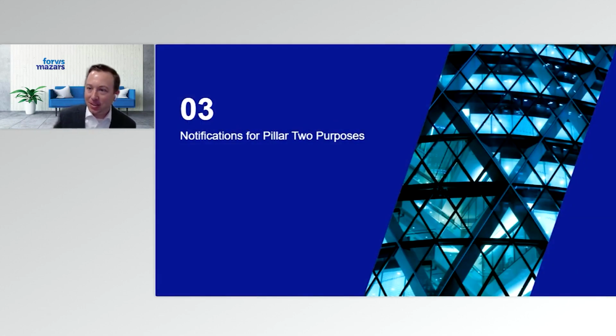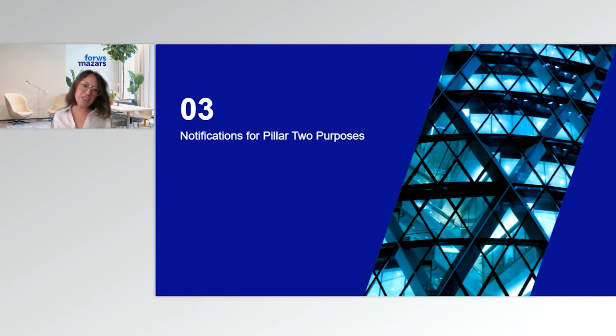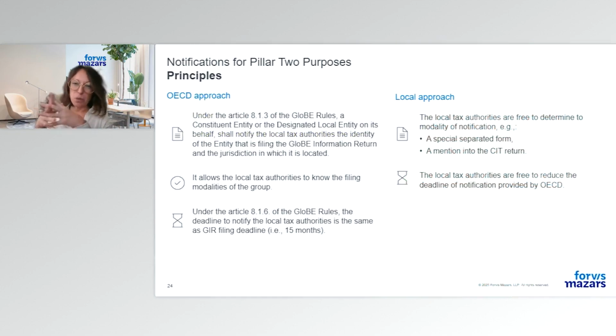All right, notifications. I think this is for Laura now. Yes, thank you. So notification for Pillar 2 purpose. What is the notification? The notification refers to the process by which groups inform the tax authority about their compliance within the GloBE framework. The notification serves to inform tax authorities about the entities within the MNE group that are subject to GloBE rules, as well as their compliance status. So it helps tax authorities to understand the structure and operation of the MNE group.